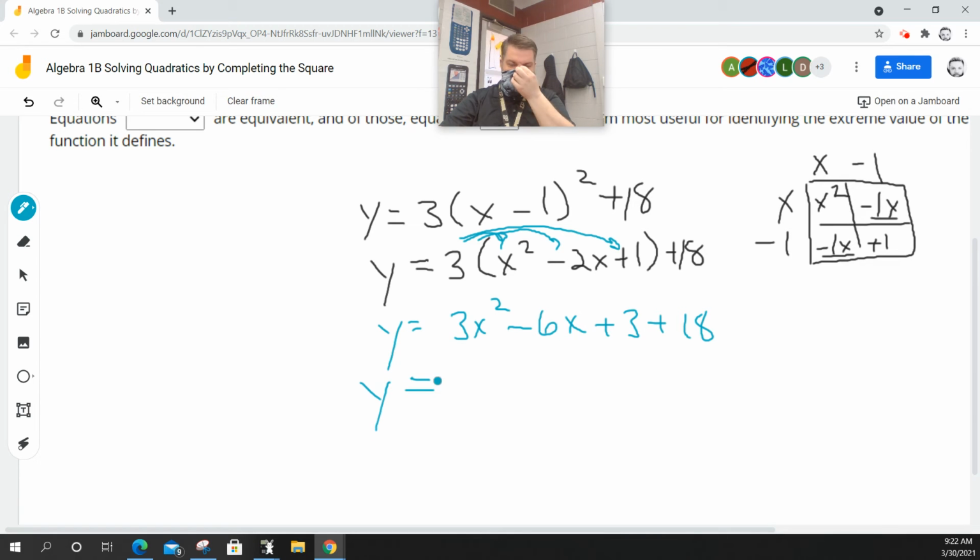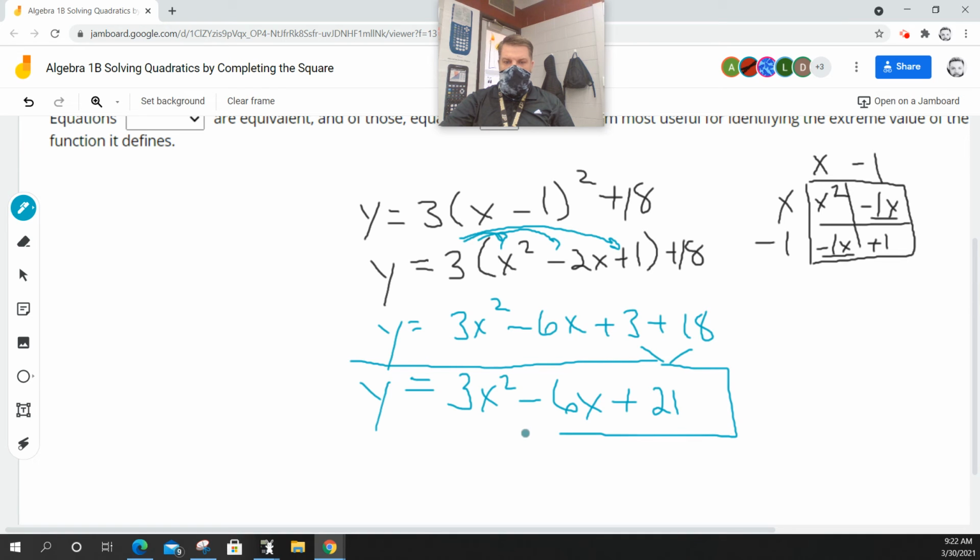So then in the next line, I'm going to combine like terms. 3 plus 18 is positive 21. Everything else is the same. 3x squared minus 6x plus 21 equals y. That's equation A, isn't it? And then this one up here, we started with equation C.